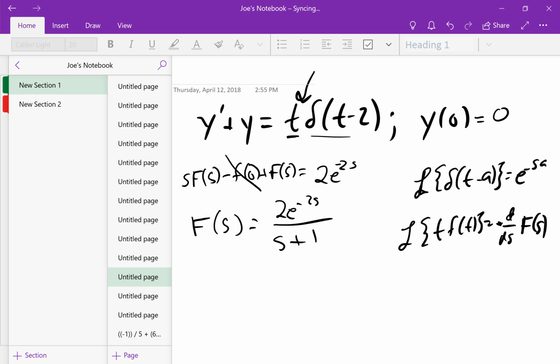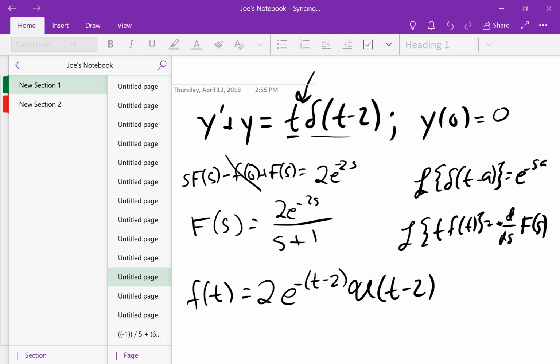This one's a pretty straightforward one to do, so I won't bother putting it in GeoGebra, only because I don't want to have to go back and forth between these windows again. This is s plus 1, so its inverse Laplace transform would be e to the negative t. But since I've got a negative 2s here, this is going to be e to the negative t minus 2, and then times the unit step function of t minus 2. So the negative is coming from the fact that this is s minus a, with a equal to negative 1. So that's why we have a negative there.